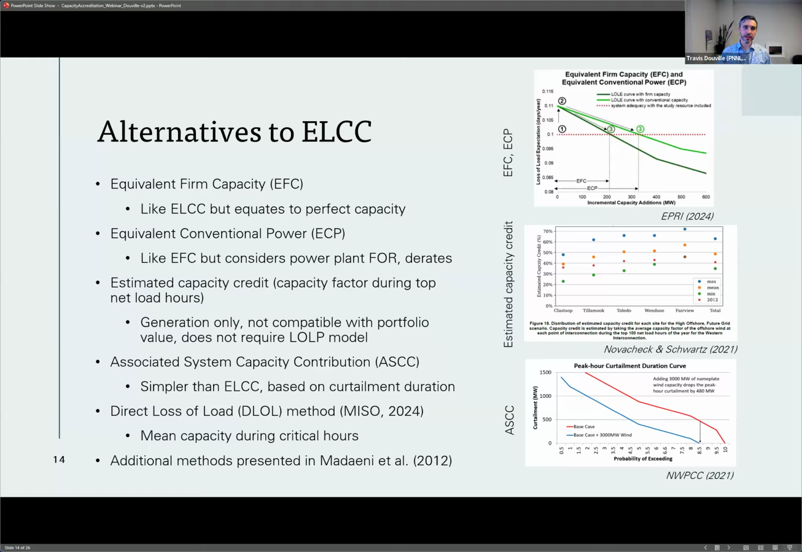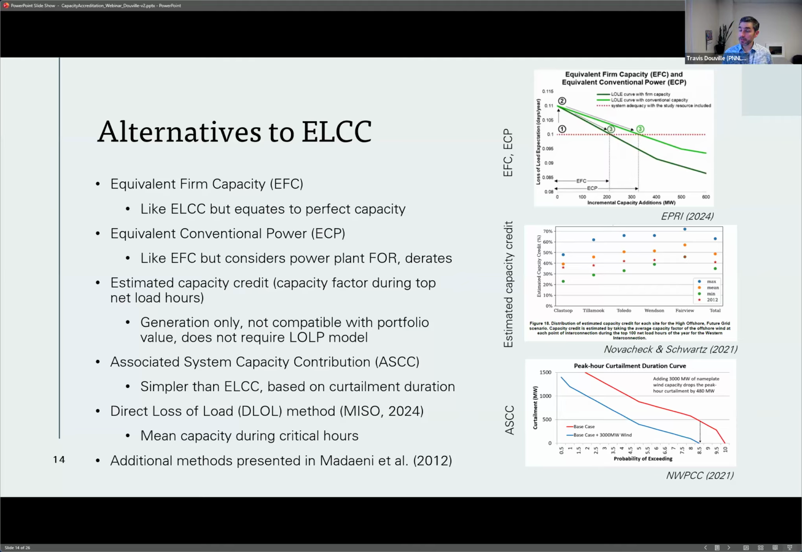And that's why the light green in the image, the curve farthest to the right in the plot at the very top of this screen, crosses that 0.1 reference at a higher capacity addition. You need more of that imperfect resource than you would if it was a perfect resource to give the same resource adequacy criterion.